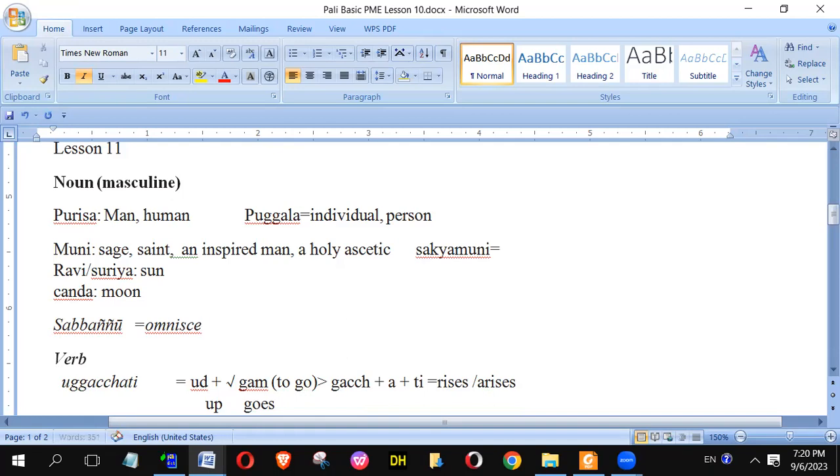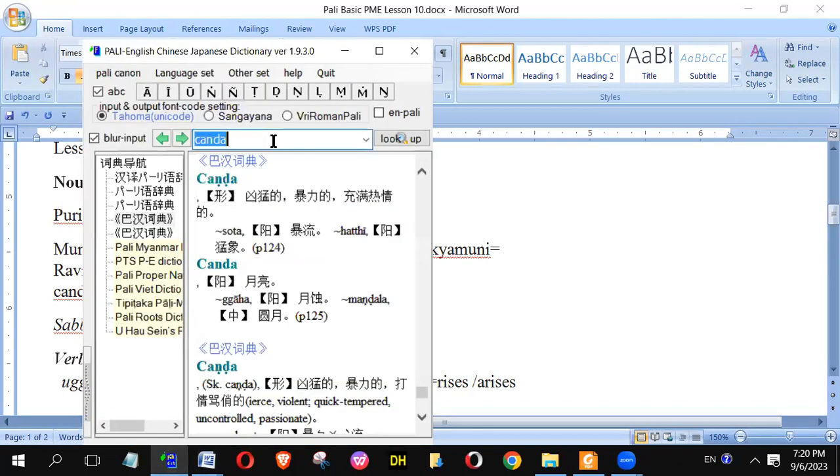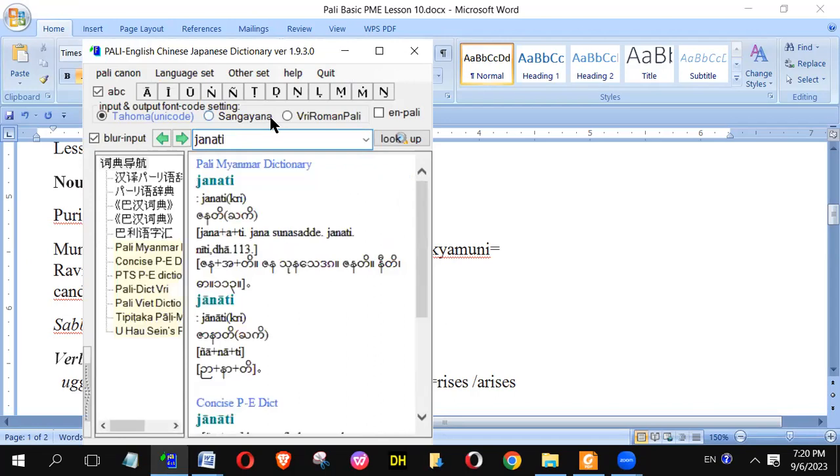Sabenyo. Omniscient one. Okay, who is the omniscient one? The Buddha. All right. So you can divide it into Sabba plus nya. So you got this Sabanyo. And why do you get the double nya here? Because the Sanskrit is janati.